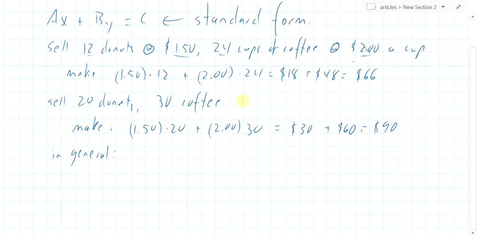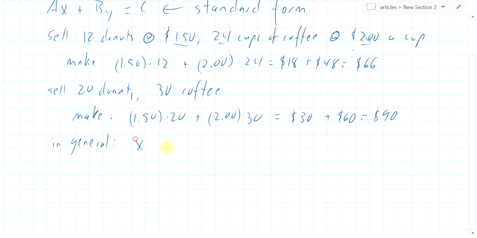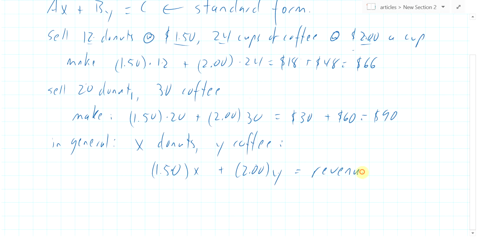Okay, in general, the only thing that changed between these two examples was how many of each thing I was selling. We went from 12 to 20, and from 24 to 30, and that is reflected in my revenue. So in general, if I'm selling X donuts and Y cups of coffee, how much do I make? Well, $1.50 a donut times X, the number of donuts, plus $2 a cup times Y, that's how many cups I sell. How much is that? Well, it depends on how much you sell, but that's what your revenue is.